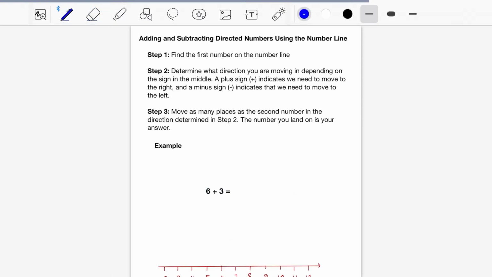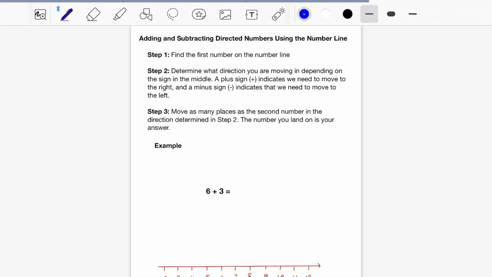So let's look at adding and subtracting directed numbers with our number line. Now, you would already be familiar with using your number line to add and subtract positive directed numbers. So our examples and questions will focus more on adding and subtracting with negative directed numbers as well. But first, let's start off with something that you are familiar with. Adding positive directed numbers. And it is the same steps no matter the sign of the numbers.